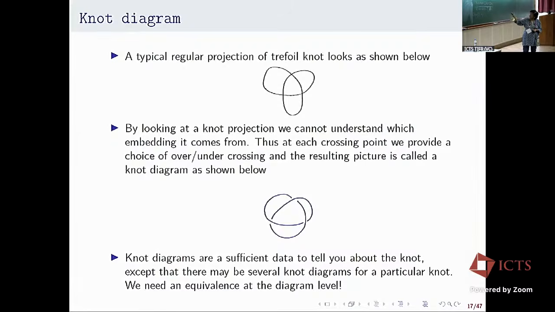So when we draw it like this, we call it a diagram. Now, given a knot, any knot we can represent by a knot diagram. Now, knot diagrams are many. For the same embedding, you can have several diagrams, because you could choose another plane and get another projection. So now, how do I know at the diagram level whether two diagrams are representing the same knot or different knots?